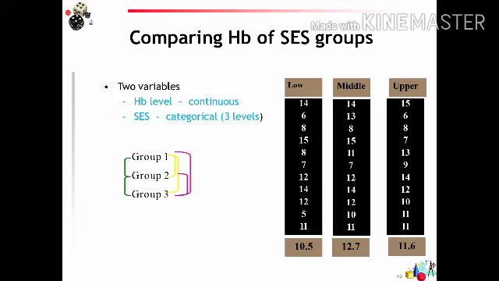comparing HB, hemoglobin level, across socioeconomic status groups. So here two variables are given: HB level, which was measured as continuous, and socioeconomic status, which is classified into three categories, that is low level, middle level and upper category, and corresponding HB levels are given here. Here we have three groups: group 1 representing low SES, group 2 representing the middle socioeconomic class, group 3 representing the upper socioeconomic class.